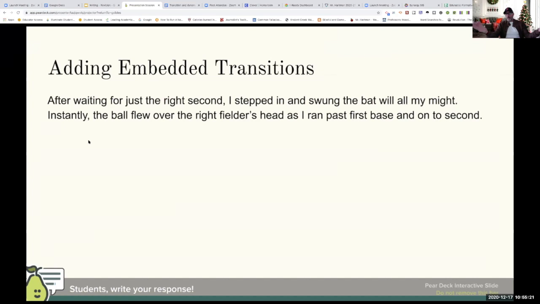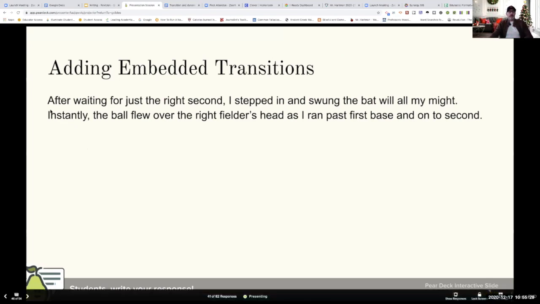That's sort of what embedded transitions are. It takes those seams and hides them. You don't really see them. So something like this: after waiting for just the right second, I stepped in and swung the bat with all my might. Instantly, the ball flew over the right fielder's head as I ran past first base. Okay, all of this is moving the story forward.